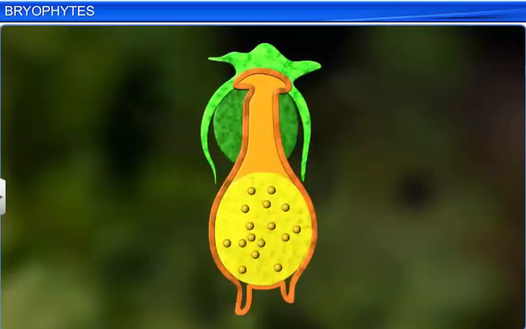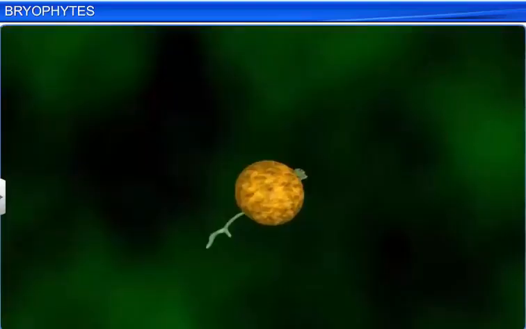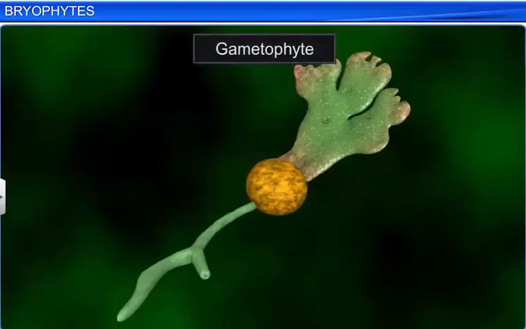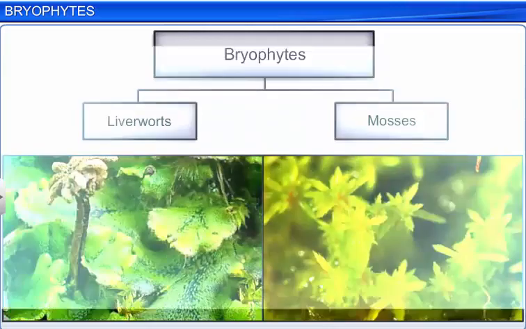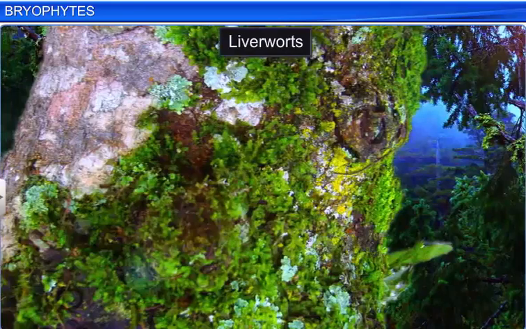Some cells of the sporophyte undergo meiosis to produce haploid spores. These spores germinate to produce a gametophyte. Bryophytes are of two types: liverworts and mosses. You can find liverworts in moist and shady environs such as barks of trees.